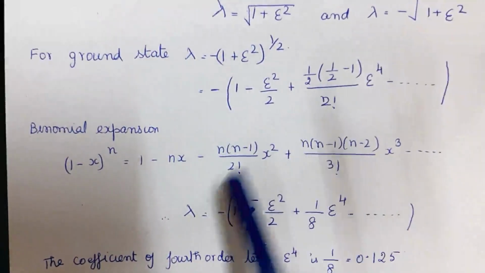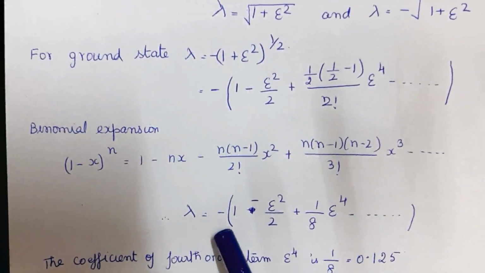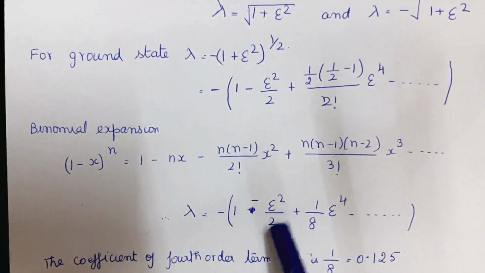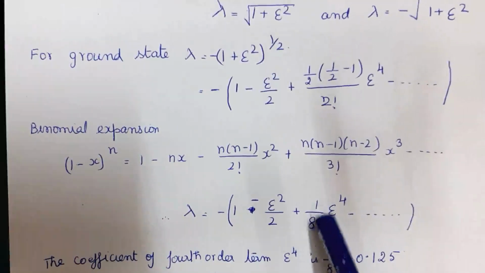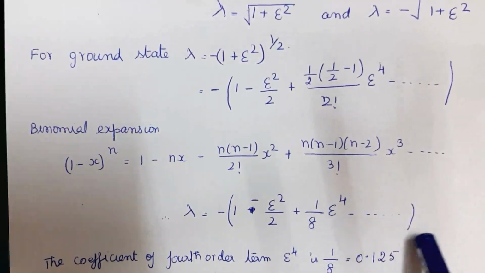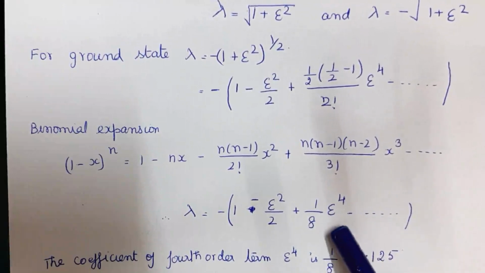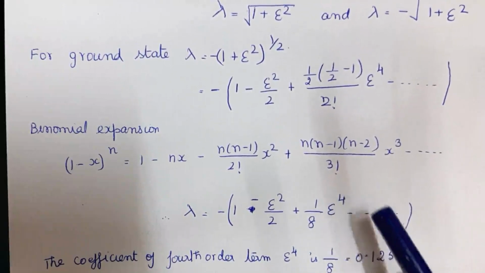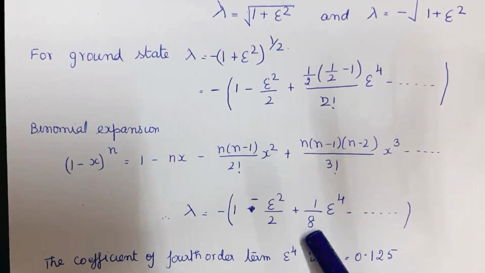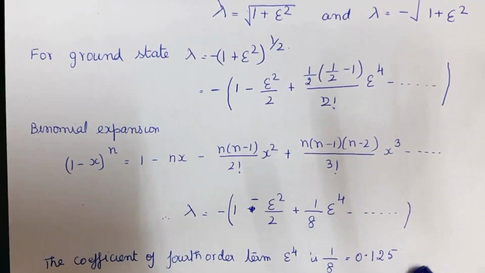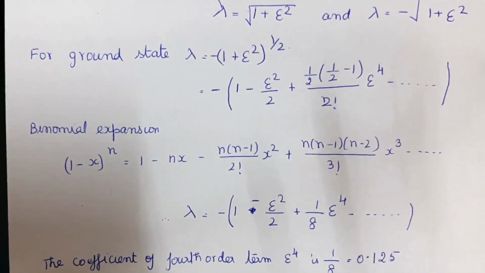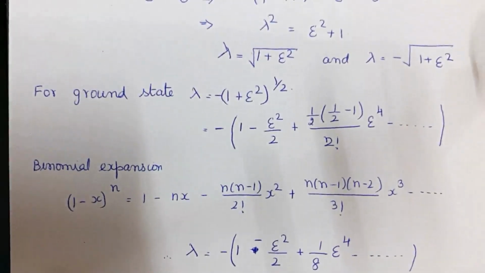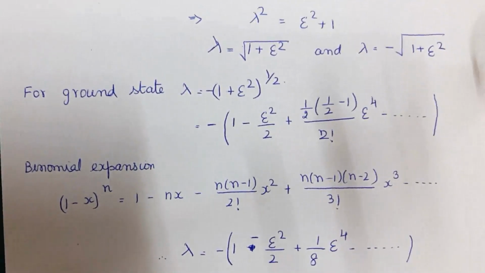Then by multiplying all these terms, we will be getting lambda is equal to minus of 1 plus E square by 2 minus 1 by 8 E power 4 and so on. So the coefficient of the fourth order term is 1 divided by 8, that is 0.125. Therefore, the fourth order contribution has a gamma value of 1 by 8.